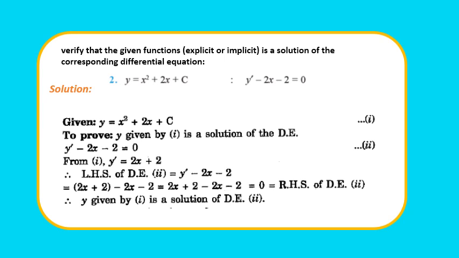So using y equals x square plus 2x plus c, we have y dash equals 2x plus 2. Putting this value in the LHS of the given differential equation, we get 2x plus 2 minus 2x minus 2, which is equal to 0, which is our right hand side of the given differential equation. Hence verified. Clear? So pause and note down the solution.